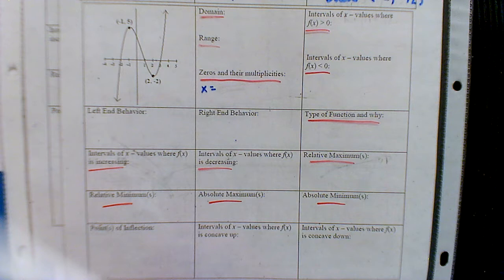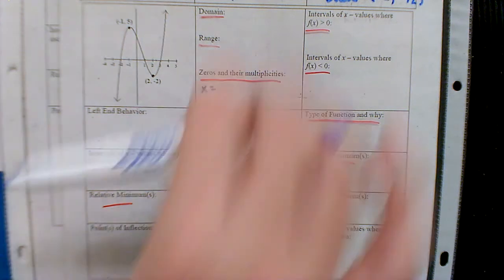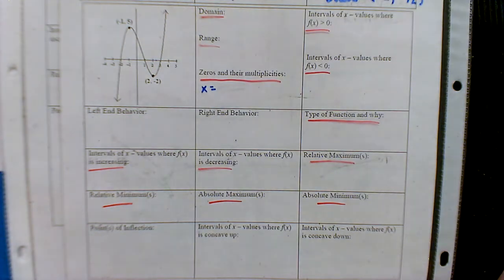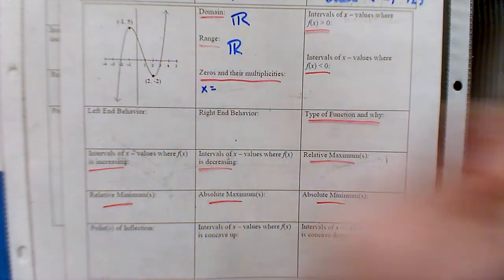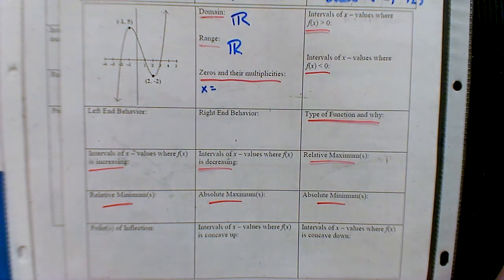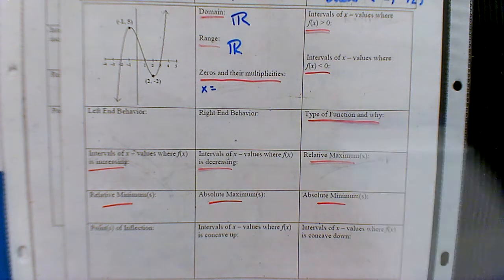Alright, let's tackle domain and range first. Drag your pencil left to right, low to high. What'd you get? All real numbers for both, that's good. Or you can use negative infinity, positive infinity interval, that's okay too. I agree, so far so good.